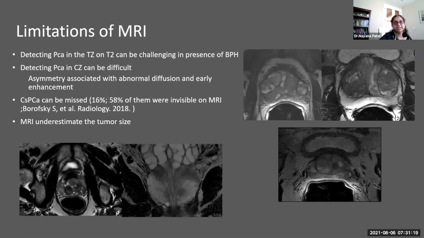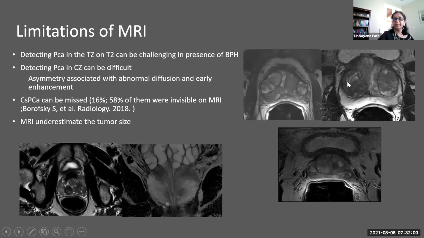There are some limitations of multiparametric MRI. Detecting prostate cancer in the transitional zone on T2 can be challenging, as I mentioned before, and that's because of benign prostatic hyperplasia. When there is benign prostatic hyperplasia in the prostate, the transitional zone enlarges and contains multiple nodules. The typical BPH nodules are of mixed to high signal intensity and are very well encapsulated, as you can see here in this case.